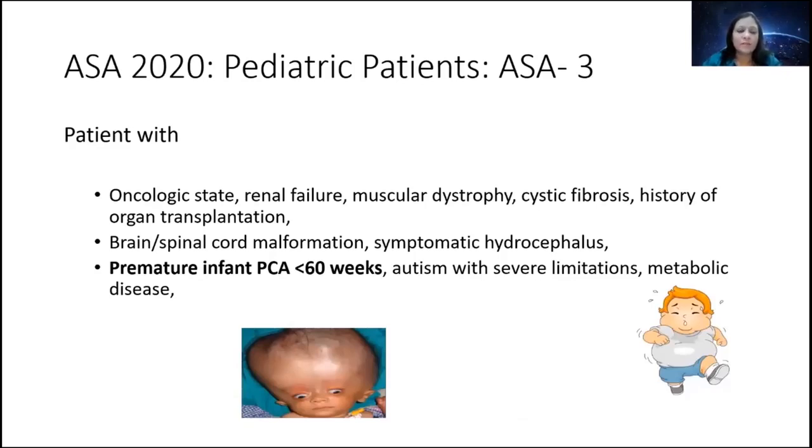So the oncological state which was in the remission phase was grade 2. Now the oncological state which is not in remission is grade 3. Symptomatic hydrocephalus or any brain or spinal cord malformation is ASA grade 3. And as we had discussed, an infant with age less than 6 weeks is ASA3. Similarly, a premature infant with post-conceptional age less than 60 weeks is ASA grade 3. Similarly, autism was grade 2, but autism with severe limitations or metabolic disease is grade 3.